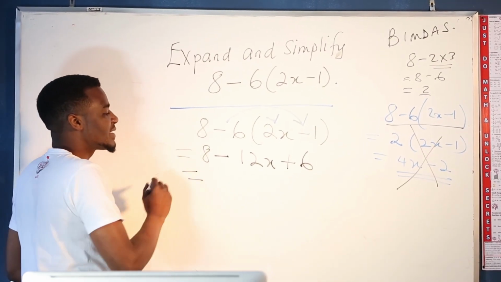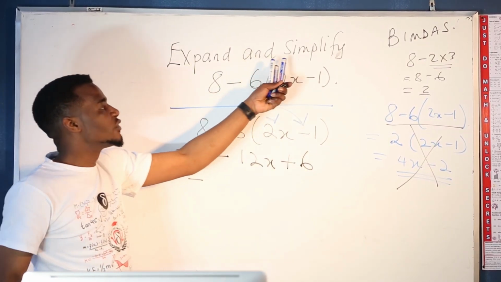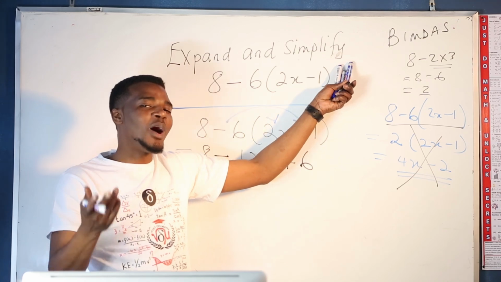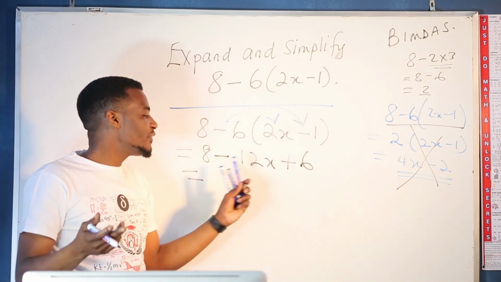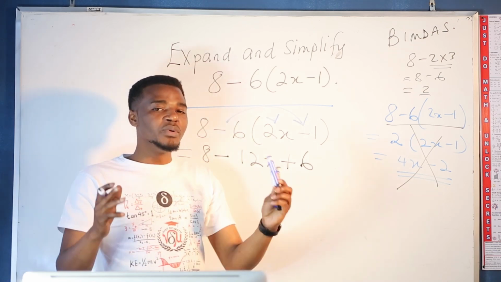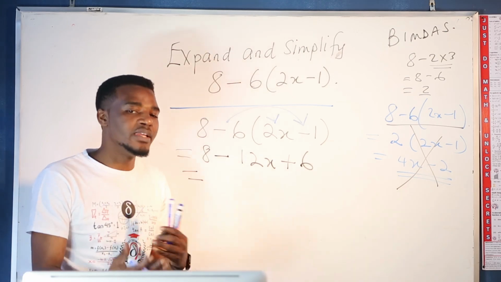On the next step, we're done with removing brackets. The next move is to simplify. Remember, how do we simplify algebraic expressions? To simplify an algebraic expression, we need to collect like terms. We need to put the like terms next to each other and then we simplify them.